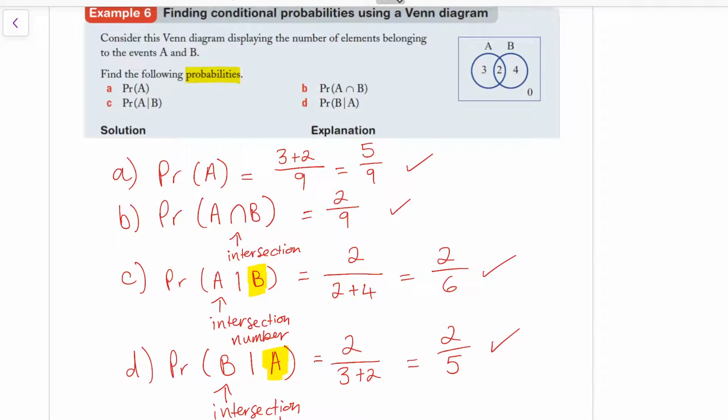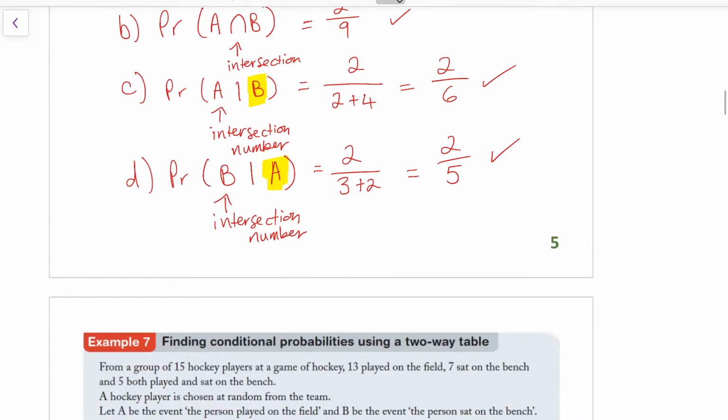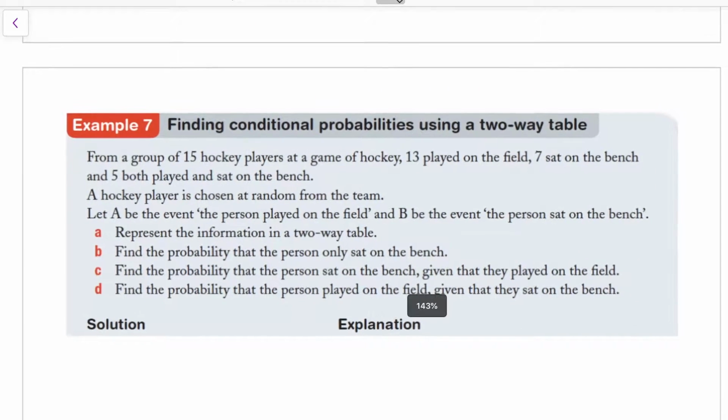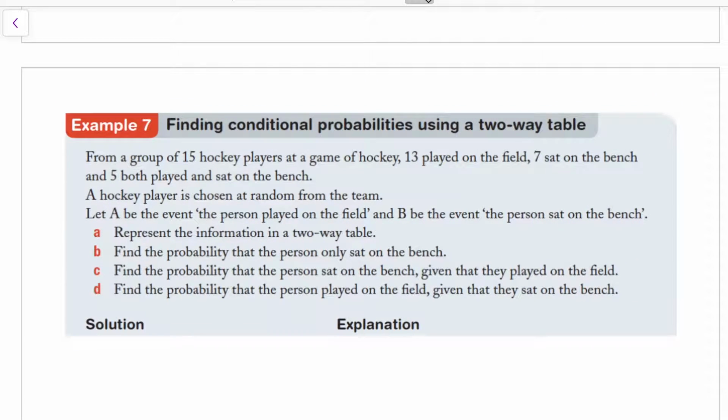Brilliant. All right. So we've got another question that we need to work with. Example number 7. It's a bit more work involved in this. So a group of 15 hockey players. So my universal set or my total is 15. 13 played on the field. 7 sat on the bench. 5 both played and sat on the bench. A hockey player is chosen at random.